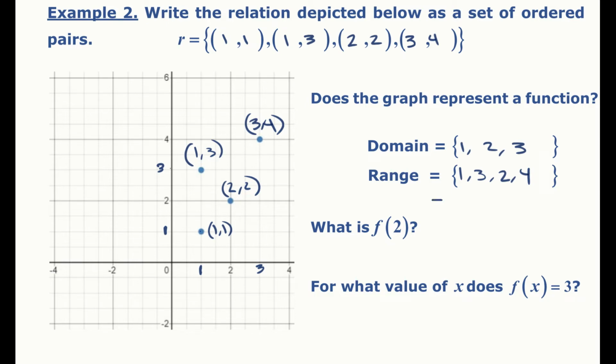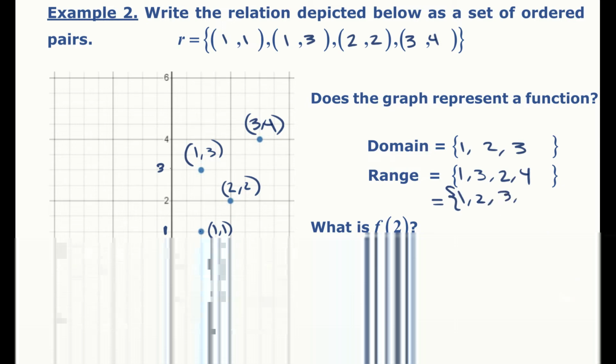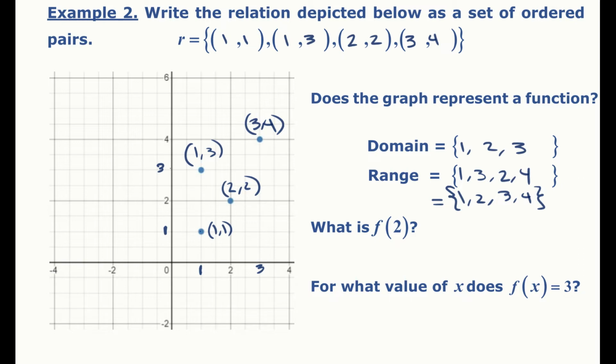Could I have written it as 1, 2, 3, 4? Would that be okay? Absolutely. Sets are not ordered, right? So these are the same set.